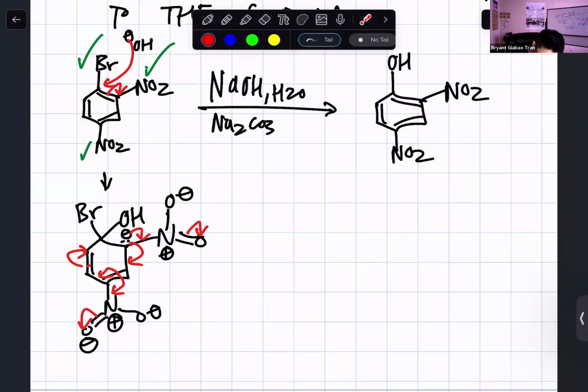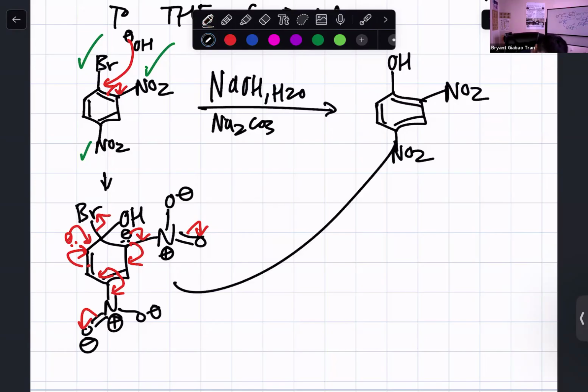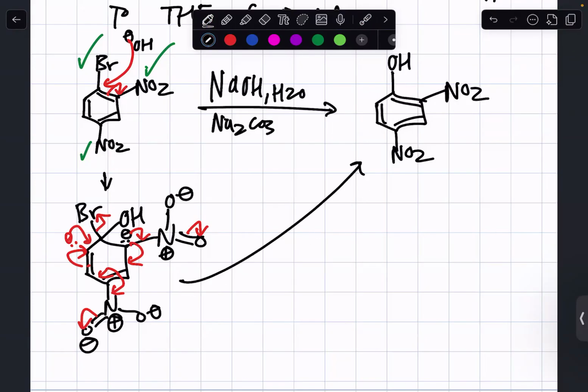Right. So eventually this negative charge at the end here is gonna go and make a double bond here, kick out the bromine, and give us our final product like that, right there. Okay. Right. So the first step was, you can think of it as addition.